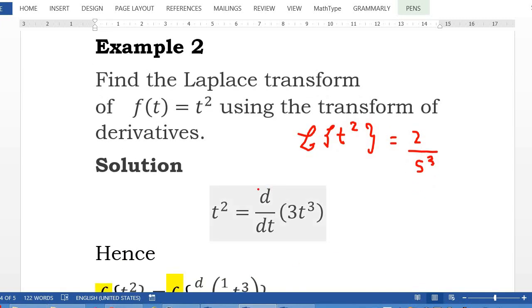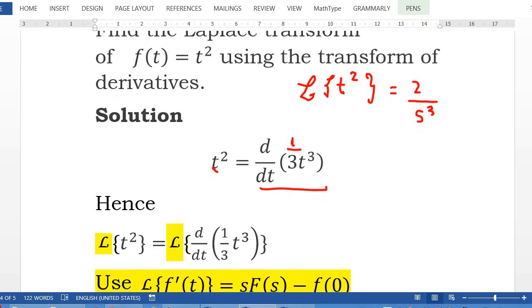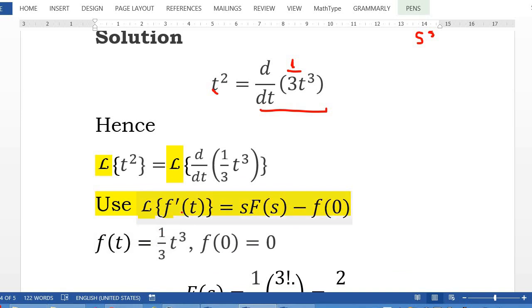So how do you get t squared? If you differentiate d/dt of 1/3 t cubed, 3 times 1/3 is 1, so you get back t squared. So in order to get the Laplace transform for t squared, we are going to use the Laplace transform of the first derivative. That means the Laplace transform for f prime of t is s F(s) minus f(0), where f(t) is here.